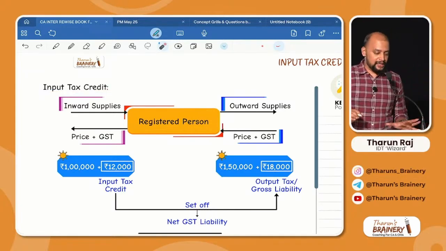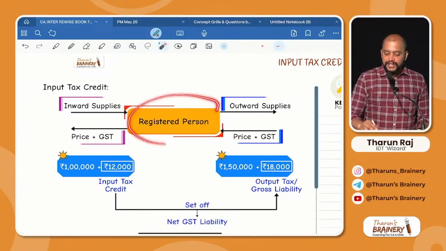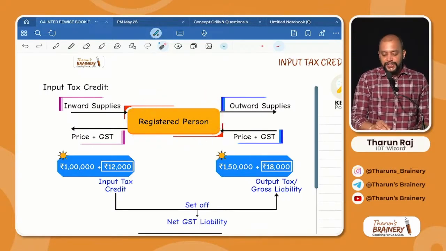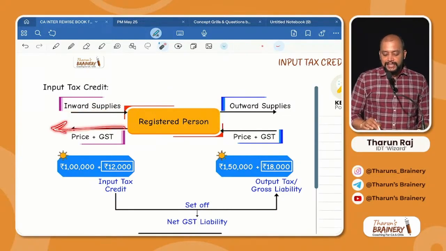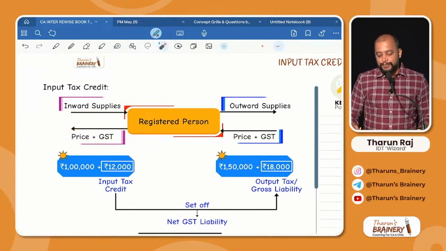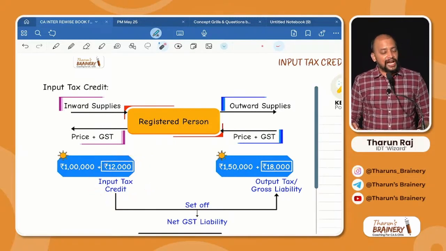Already we have seen this in the beginning, that is the first chapter. There is a registered person, and that registered person has some inward supplies, and on those inward supplies there is some price plus GST paid. What is that price? Say 1 lakh plus 12,000 rupees is paid as GST. This 12,000 is known as input tax credit.